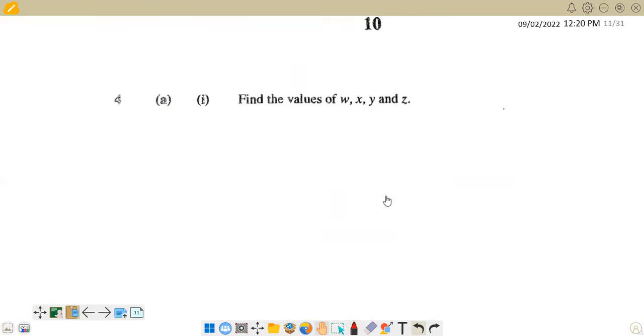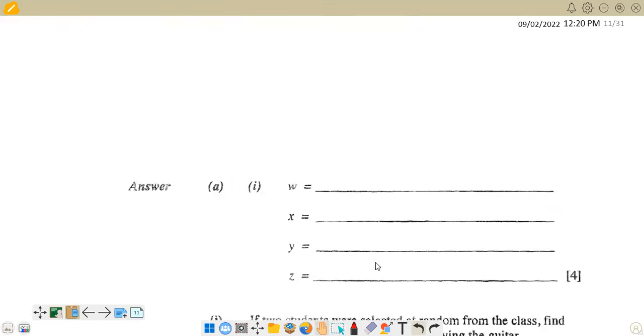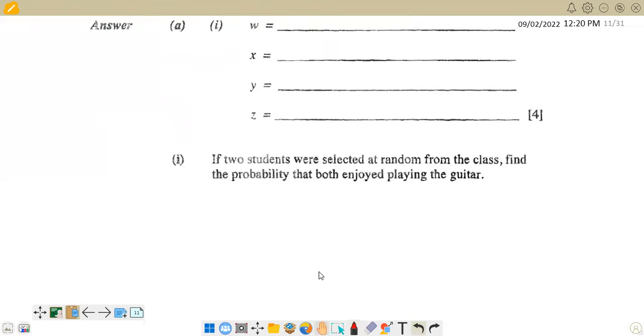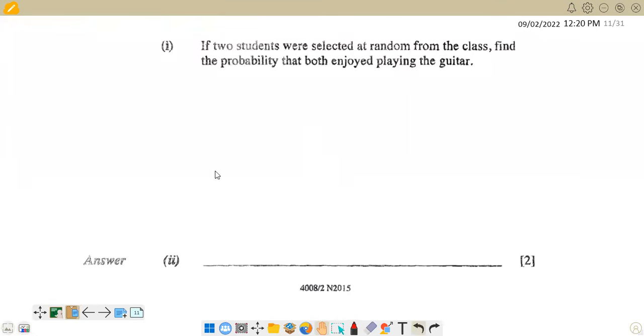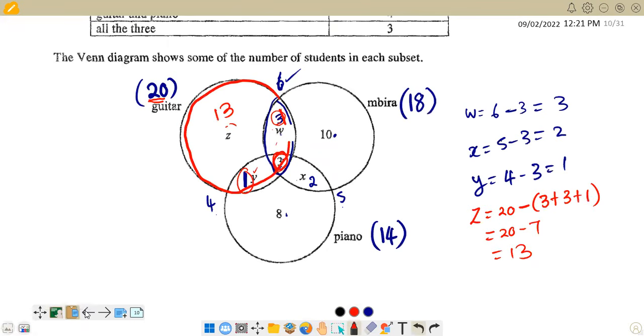Okay, we are done with the values of x, y, and z. So let's move on to this one. Item 2: if 2 students were selected at random from the class, take note, how many students did we select? These are 2 students which were selected. Find the probability that both enjoyed playing the guitar. Okay, both enjoyed playing the guitar. What we need is how many actually were playing the guitar. We are not told they are playing guitar only, just those who are playing it.